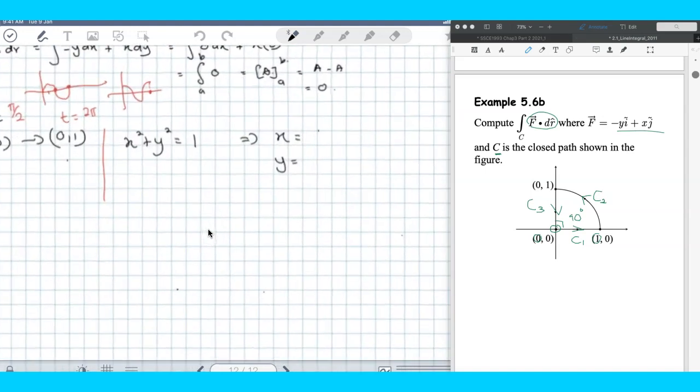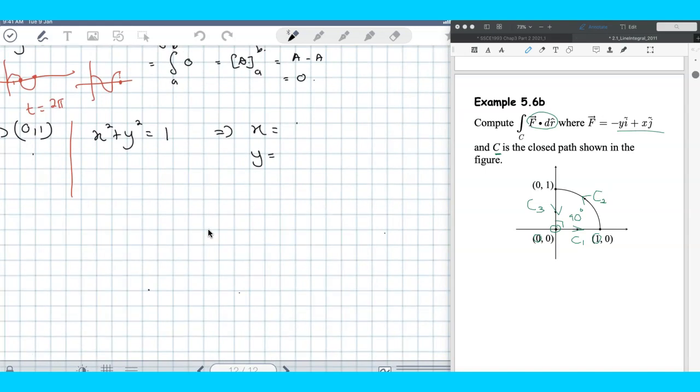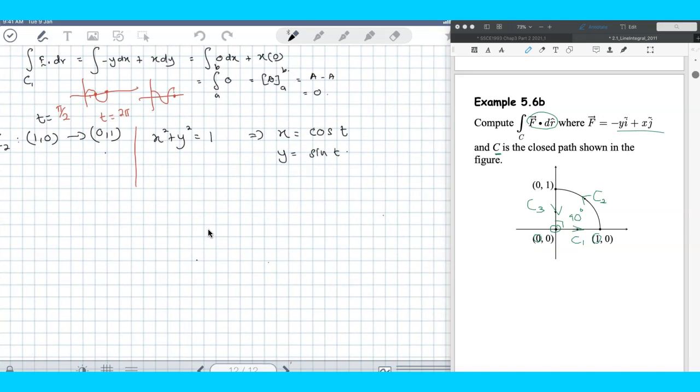You have a circle with radius 1, so the parametric equation is r cos t, normally x is cos, right? With r equal to 1, we only have cos t and sin t. You can choose x to be sine and y to be cosine, and you will have no problem solving the line integral, but you will get a problem determining a correct or proper limit of t.